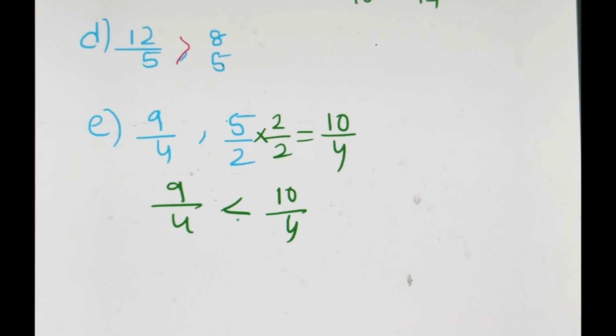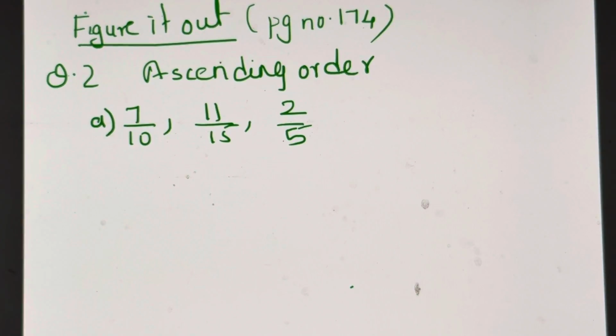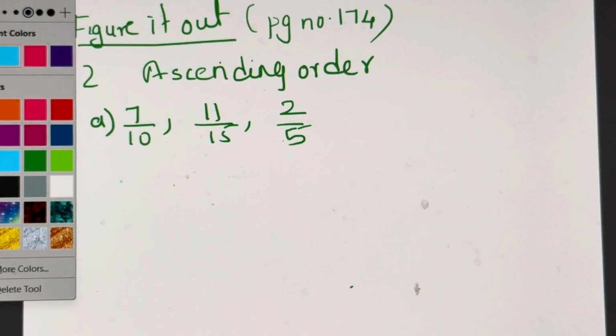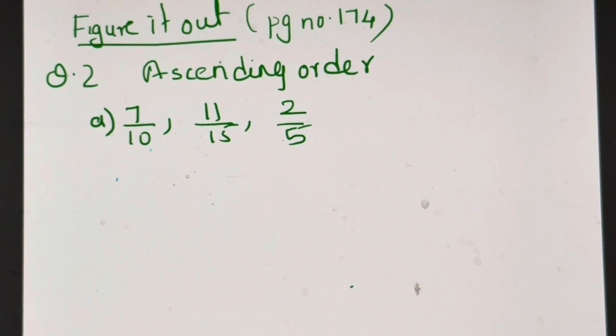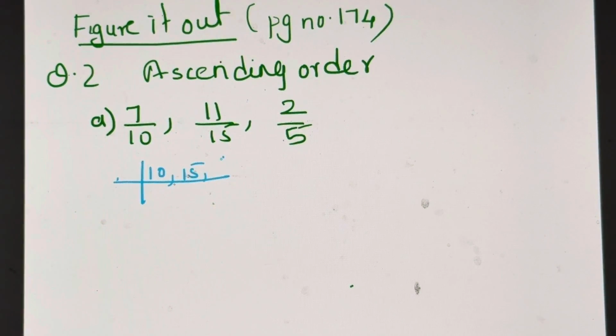So this is question number 1. Question number 2, now you need to write the same fractions in ascending order. So the first step is to decide whether for ascending order you need to know which one is smaller, which one is greater. Again, you need to compare. So the first step is to find out LCM of all the 3 denominators, that is 10, 15 and 5.